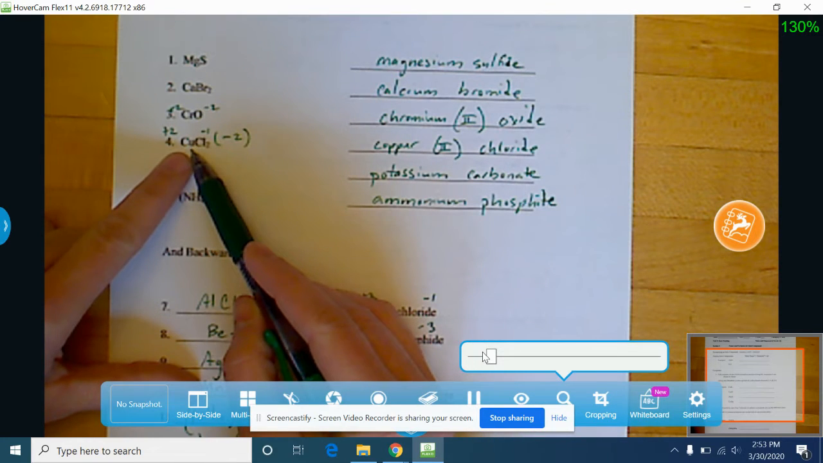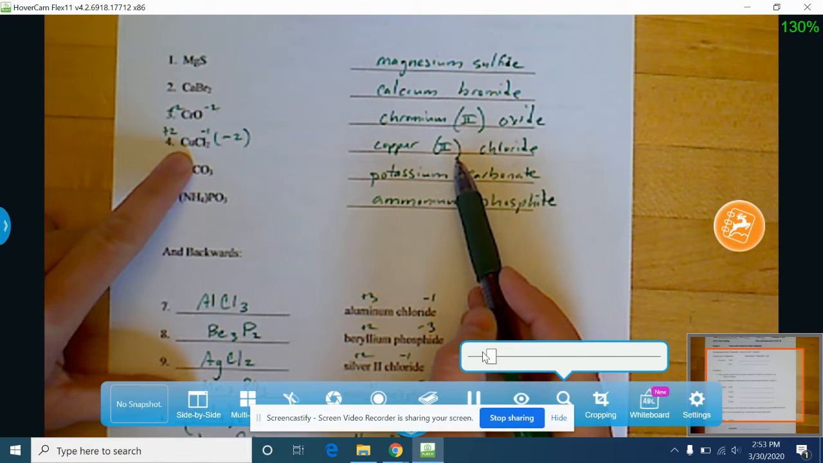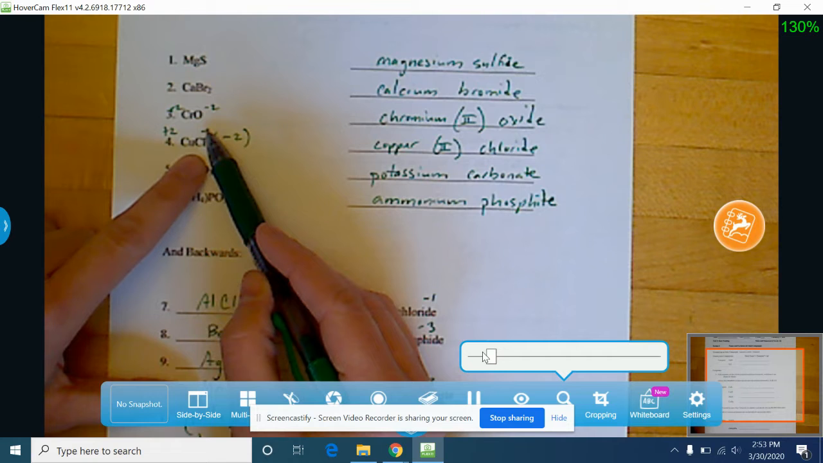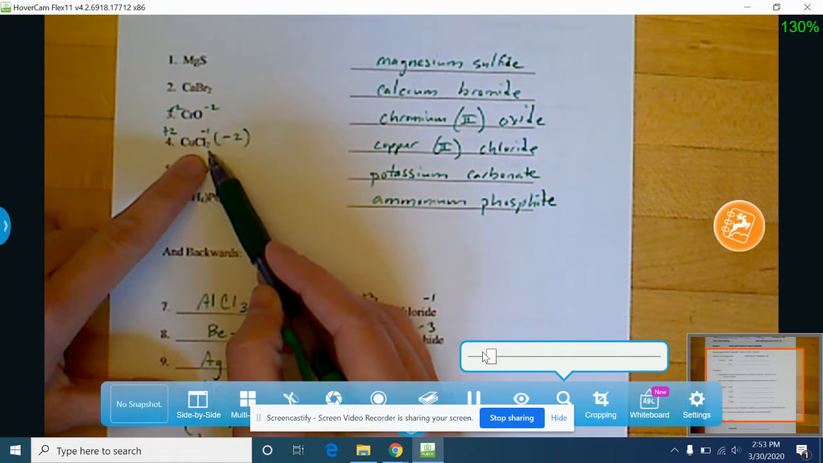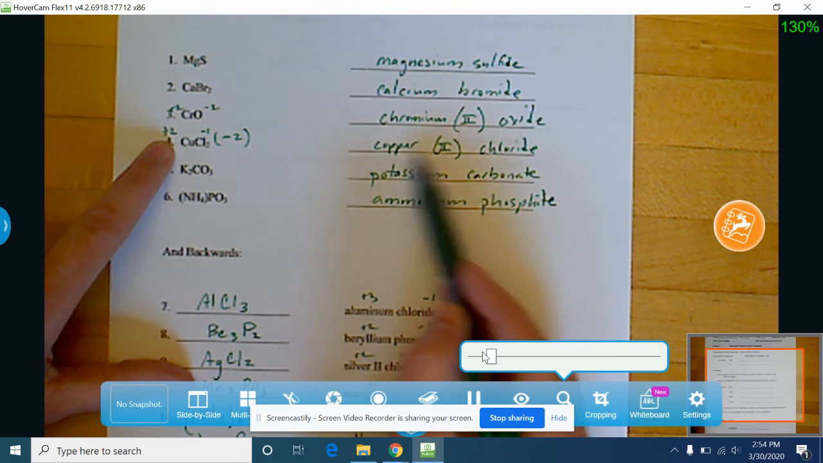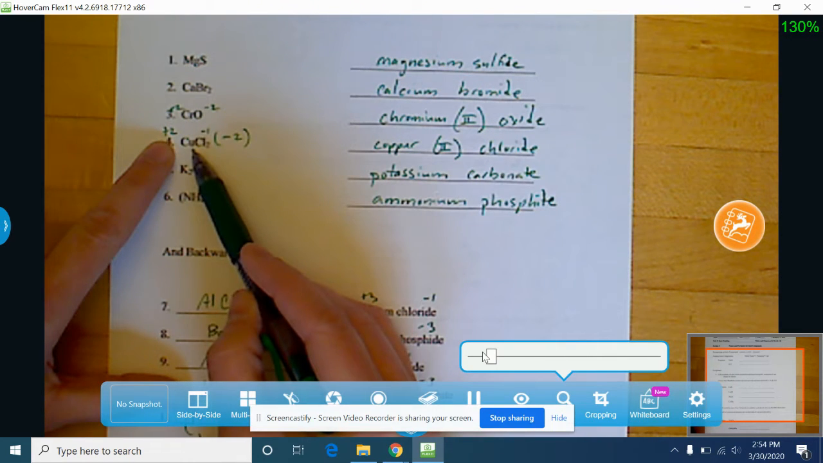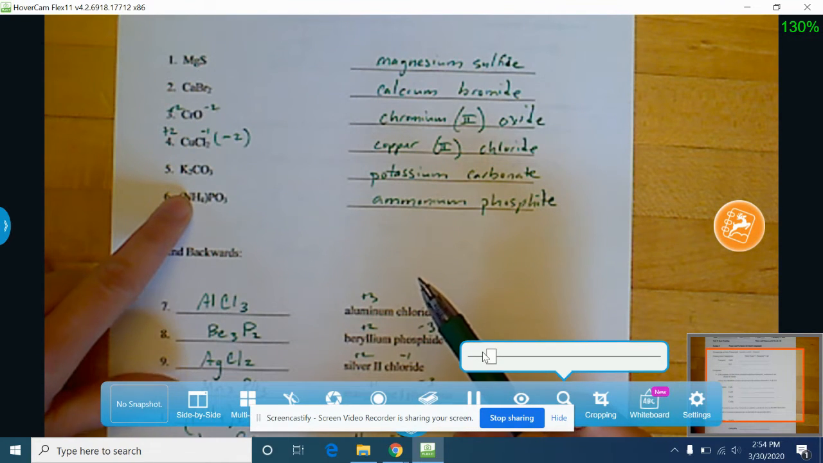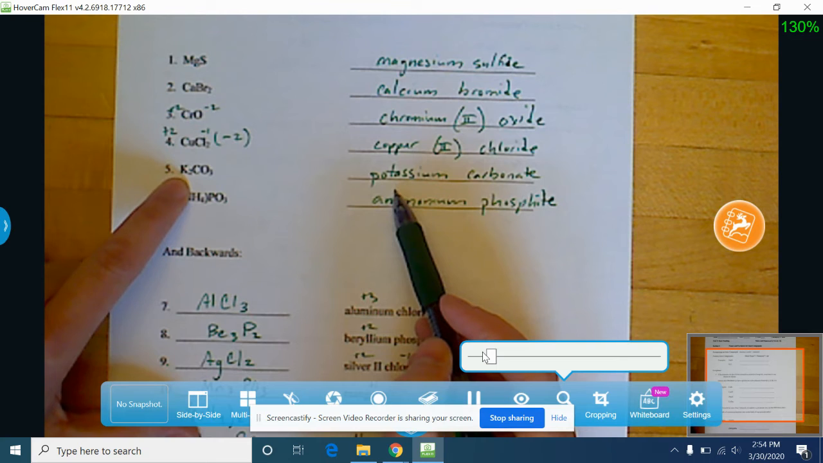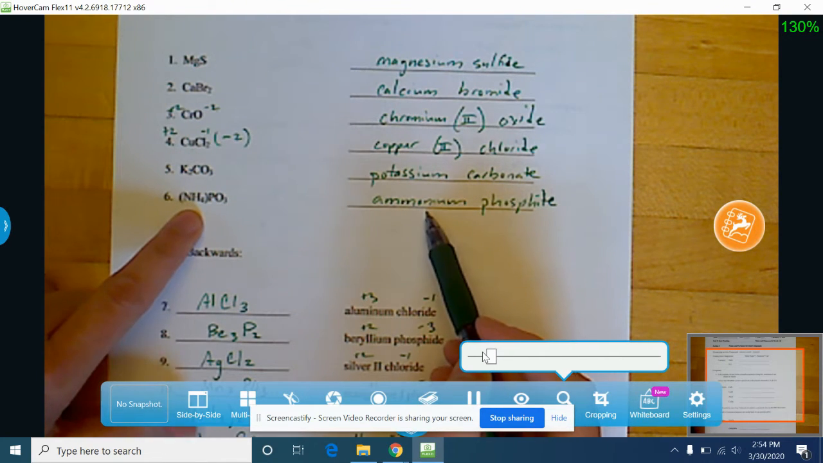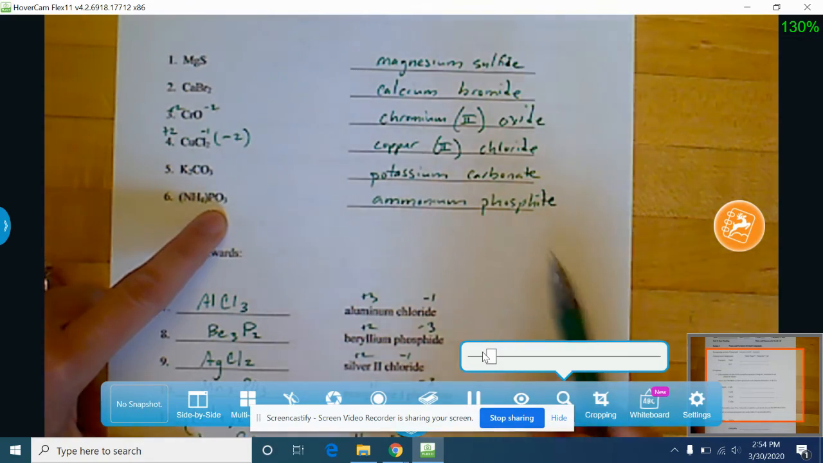Same thing for number 4, copper. Leave space for the parentheses for the Roman numeral for the charge. Copper something chloride. Each chlorine has a -1 charge for a total charge of -2 because there are 2 of them. We balance it out with a +2 charge, so it's copper(II) chloride because the charge on copper is +2. 5 and 6, you're using the polyatomic ions on the back of the periodic table. K is potassium, CO3 is carbonate, NH4 is ammonium, and PO3 is phosphite.